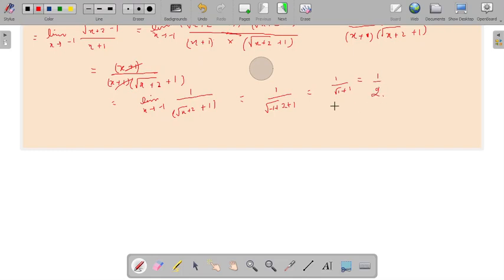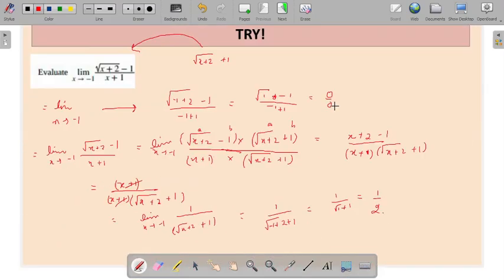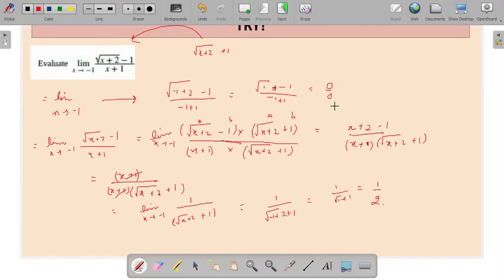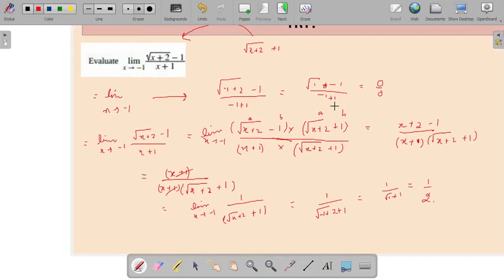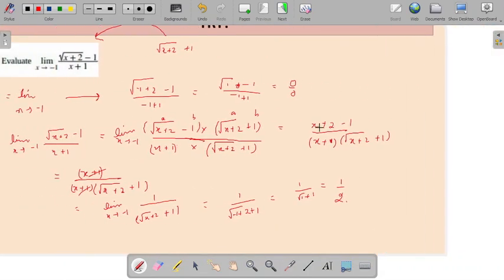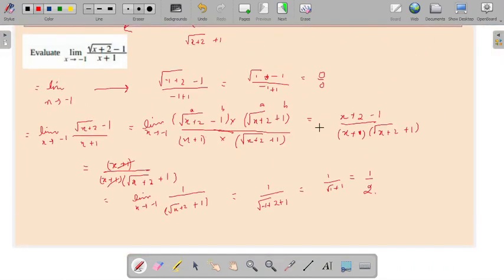Hence, the limit of the function that was given to us in the beginning, which was having the form of 0 by 0, we transformed it by multiplying it by a conjugate and got the limit as 1 by 2. Now, when I say the limit is 1 by 2, I want you all to understand what it means. Let's see the graph of this function. The limit is 1 by 2 as x approaches minus 1.